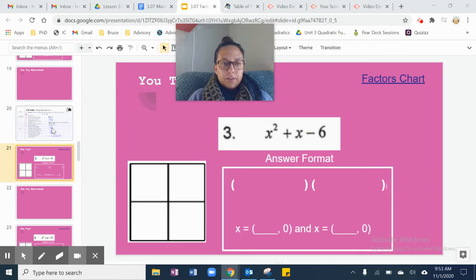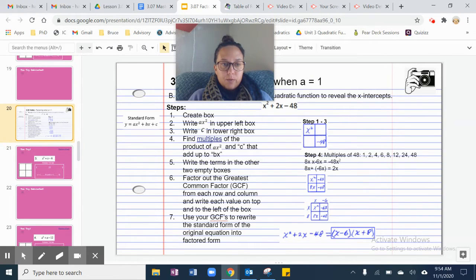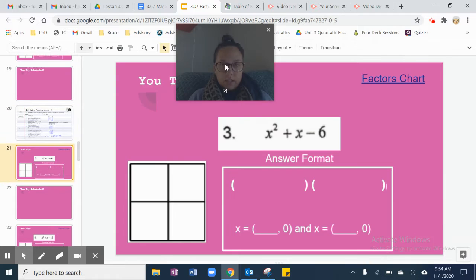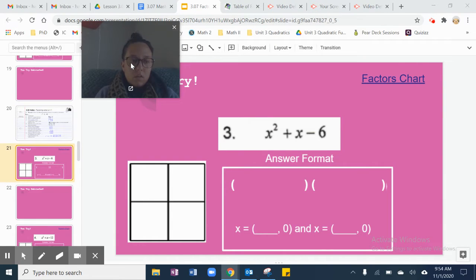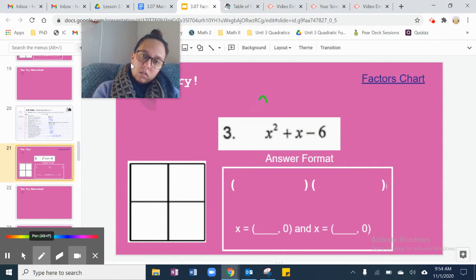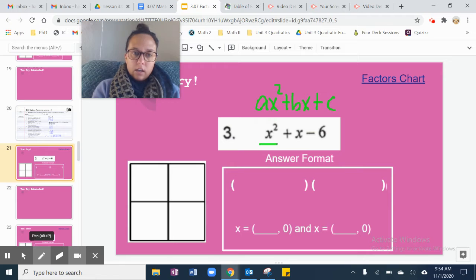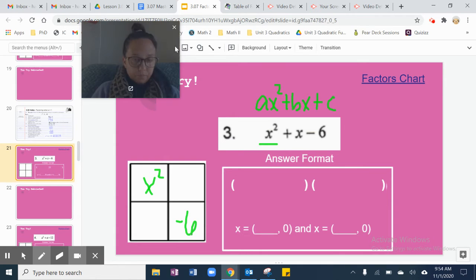So the first step is done for us. Step 2 is to write ax squared and c into the boxes. And I always like to write the function again just to give me a visual reminder. So x squared goes up here, -6 goes down here.